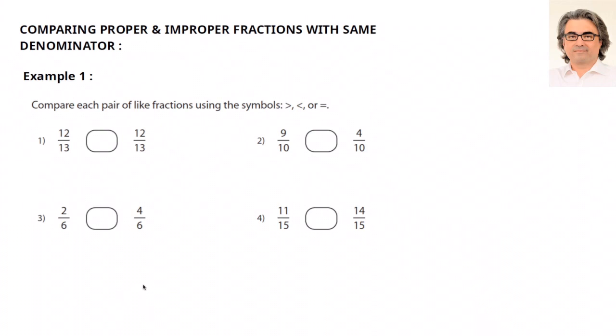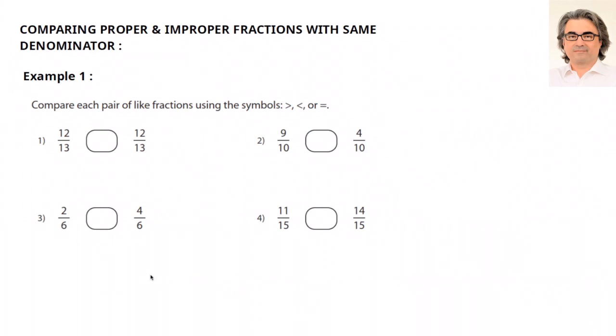Comparing proper and improper fractions with same denominator. Now, if two fractions' denominators are equal to each other, then the fraction whose numerator is greater than the other's numerator will be the greater fraction.